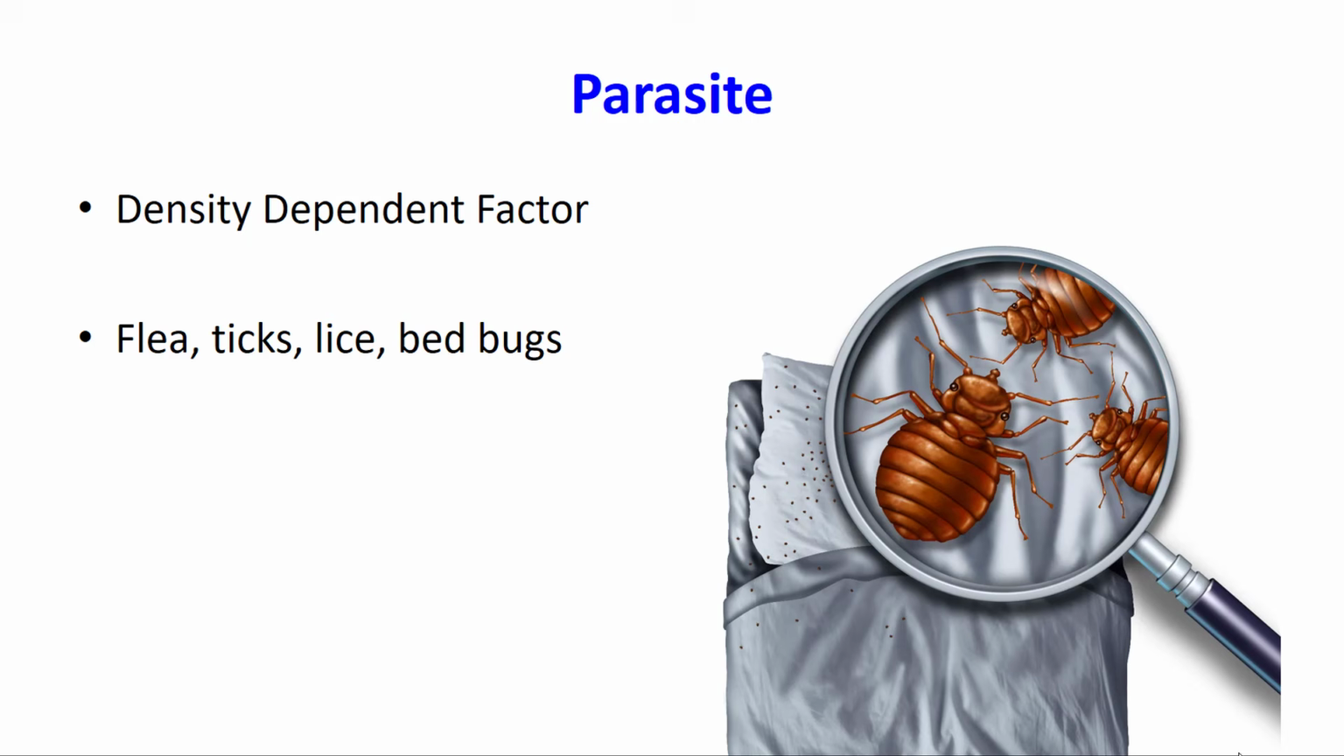Same is true with parasites. Fleas and ticks, bed bugs, well, they need to feed on something. Their food source is really close together. When it's a really dense population, it's much easier for them to get food, so their population is able to grow. When they're all spread out, you notice how the density of the population is affecting the size of these organisms.